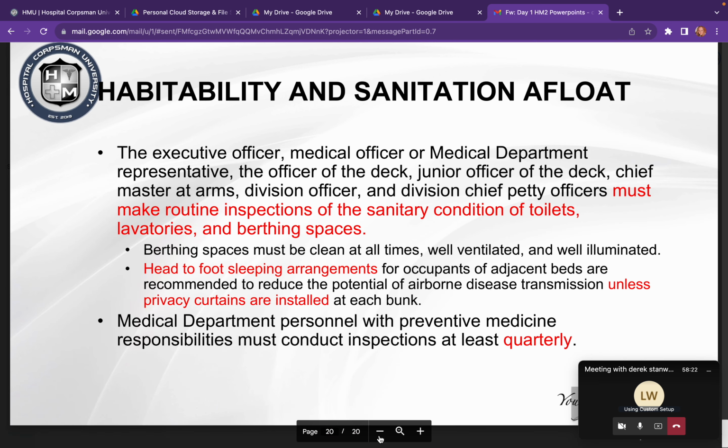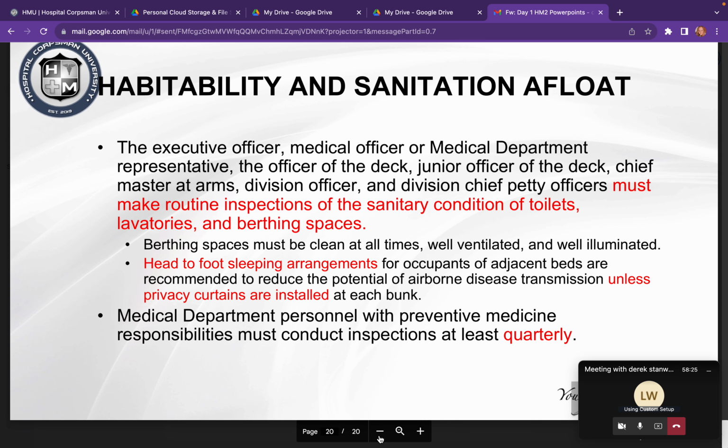Habitability, sanitation, afloat. In this portion of the previous chapter is where you used to be able to see the different distances and dimensions for E1 through E3, E4 through E6, chief petty officers and officers above. Those are not in there anymore. I always remembered it as the lower in rank you are, the less space you need laying down, and the higher in rank you are, the more space you need going up. That was the whole pot belly thing.